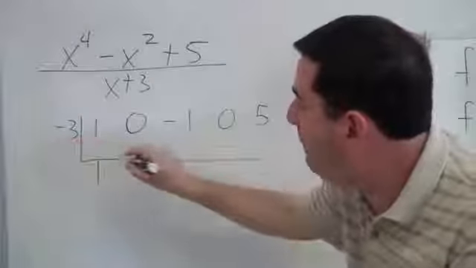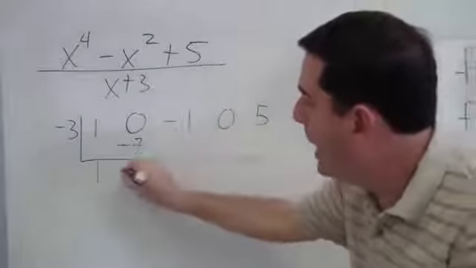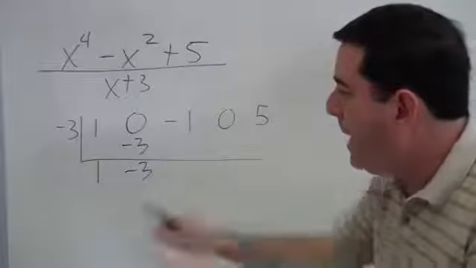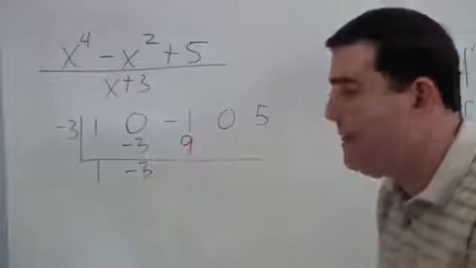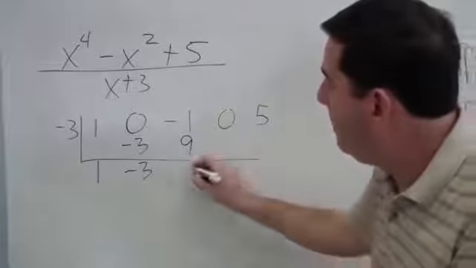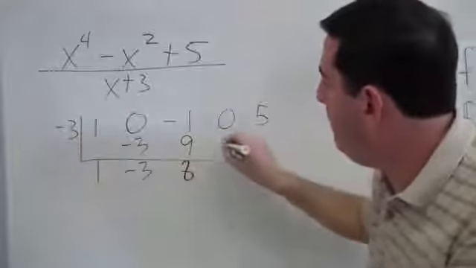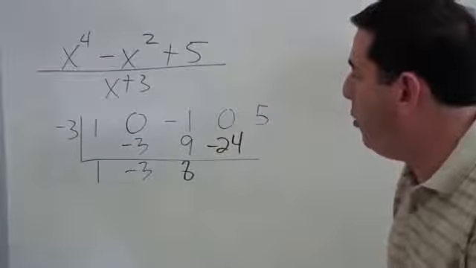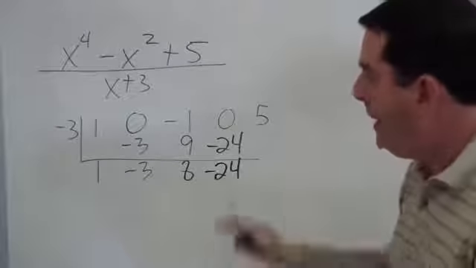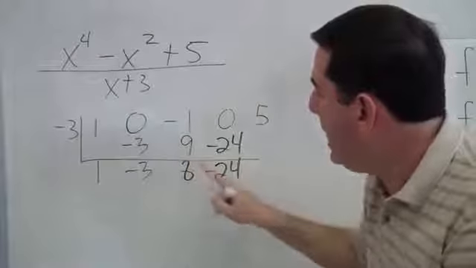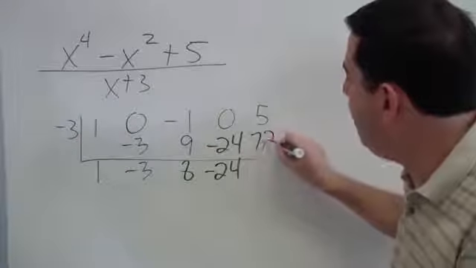1 times negative 3 made negative 3. Add them up, and you get negative 3. Negative 3 times negative 3 makes positive 9. Add them up, you get an 8. 8 times negative 3 made negative 24. Add them up, you have negative 24. Diagonally, let's multiply. Negative 24 times negative 3, that makes positive 72.